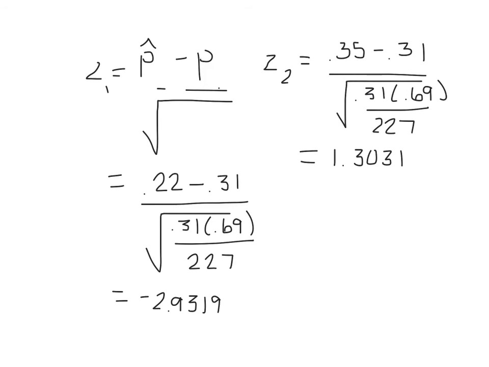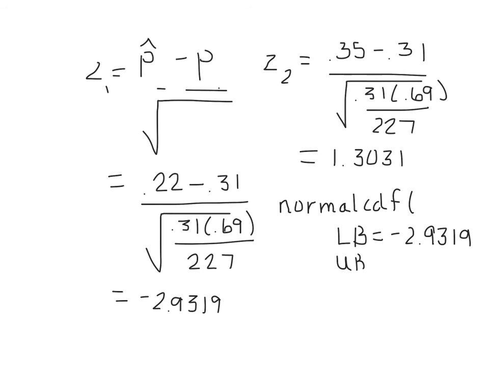So now to get the probability, we're going to use our calculator and its normal CDF command, where we have to give the lower boundary, which of course would be the smaller of the two scores, negative 2.9319. The upper boundary, which would be the larger of the two scores, 1.3031. And then the mean, which will be the 0.31, the true proportion.